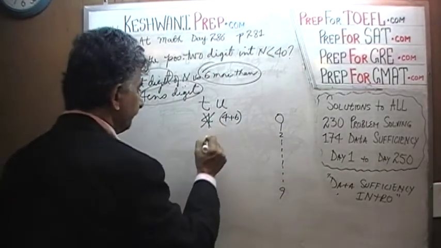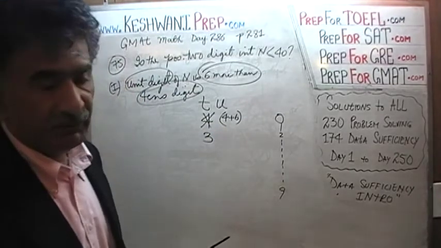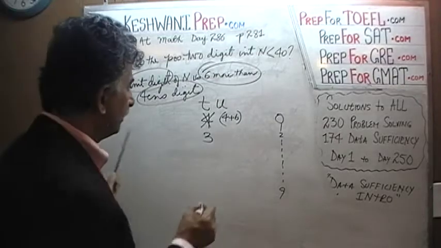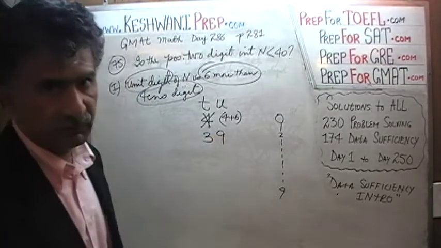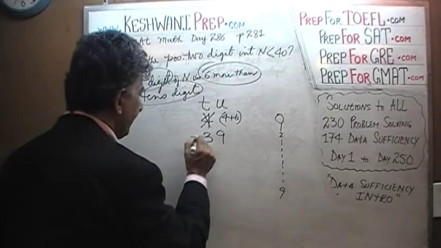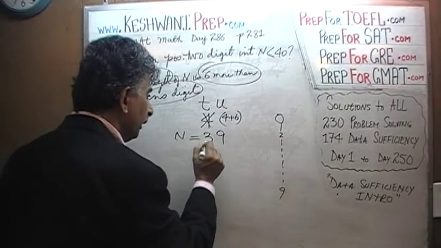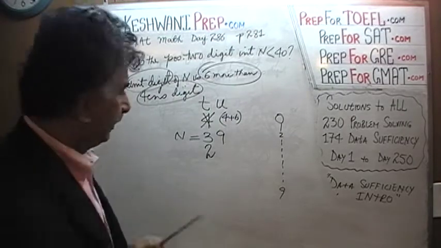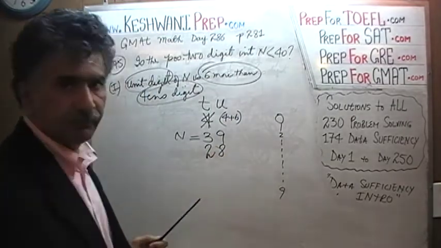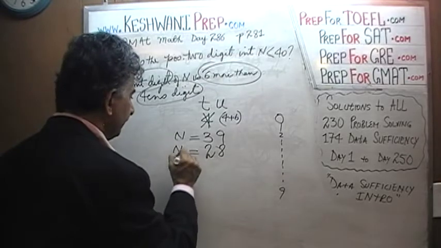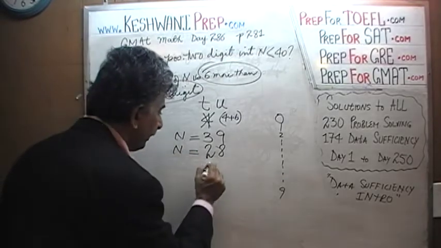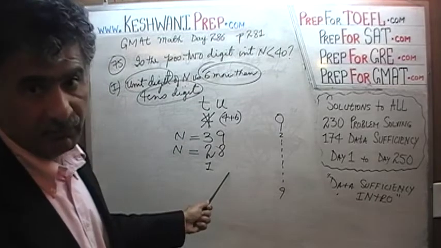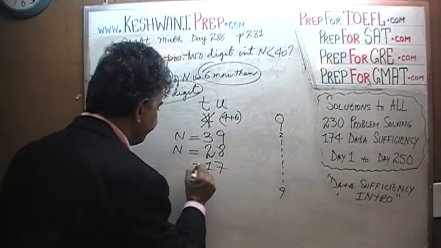So 4 is not possible. Is it possible for the 10s digit to be 3? The answer is yes. If the 10s digit is 3, the unit digit is going to be 6 more, which is 9, hence giving us a value of 39. The 10s digit might be 2. That's possible. If the 10s digit happens to be 2, then the unit digit will be 8, 6 more than that, in which case n would be 28. The 10s digit might even be 1. We really don't care. The unit digit is going to be 6 more than that, in which case it is 17.